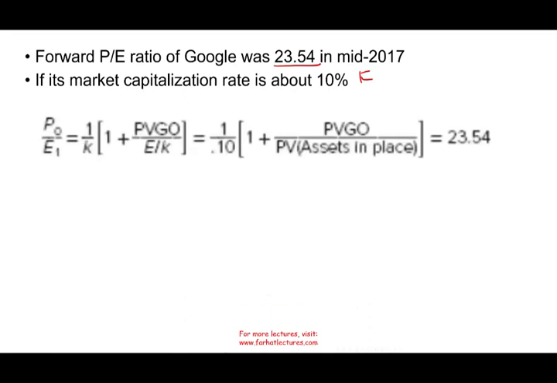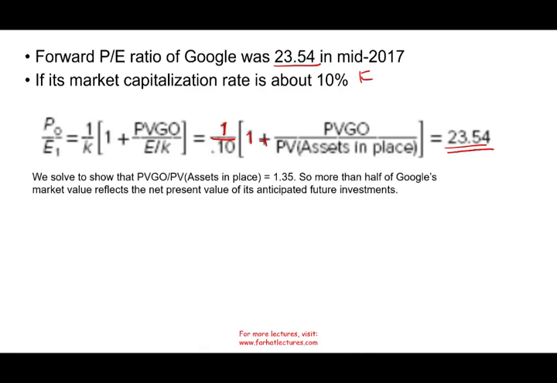We can figure out what's the no growth and what's the growth component of the PE ratio, not the stock, the PE ratio. So here's what's going to happen. We're going to take the number 1 divided by K, 1 divided by 10, multiplied by the number 1 plus the present value of the growth opportunity divided by the present value of assets in place, which is E divided by K. That's going to give us 23.54.